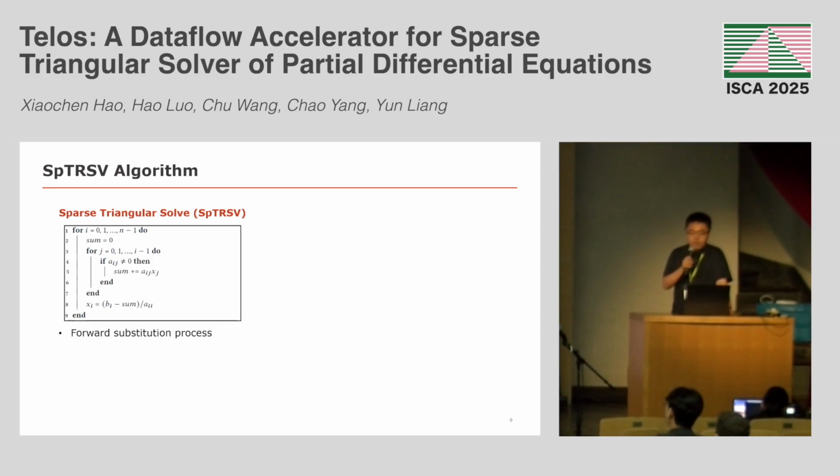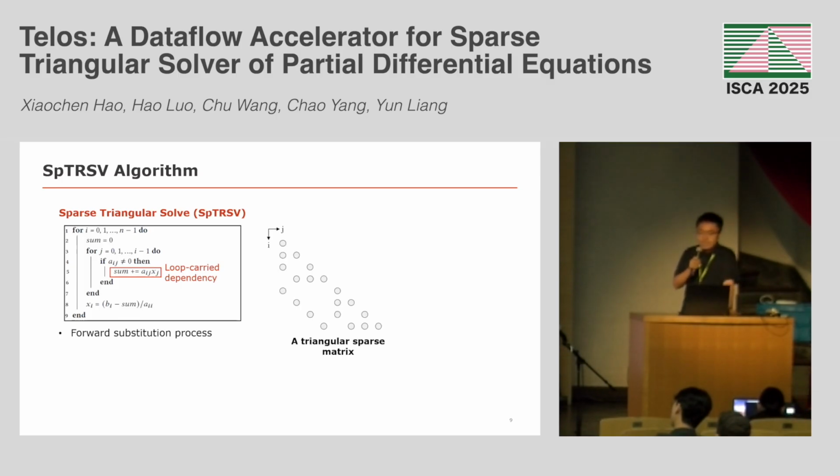SPTRSV performs the forward substitution process, solving variables iteratively by starting with the first equation and substituting the solved values into subsequent equations. This process introduces a loop-carried dependency on computing a partial sum to solve the values. Here, we illustrate this using an example.